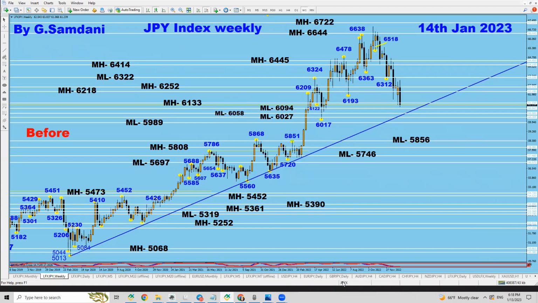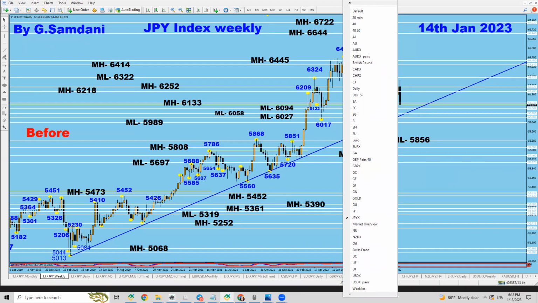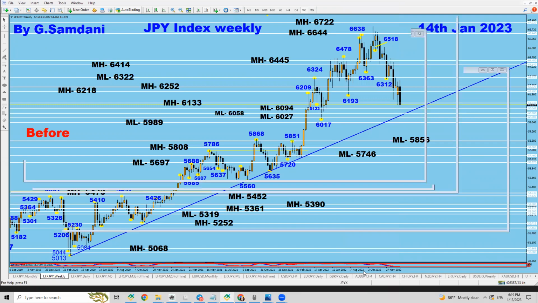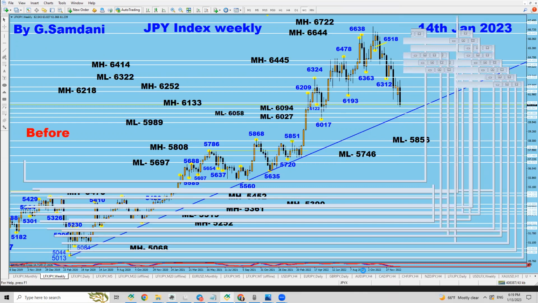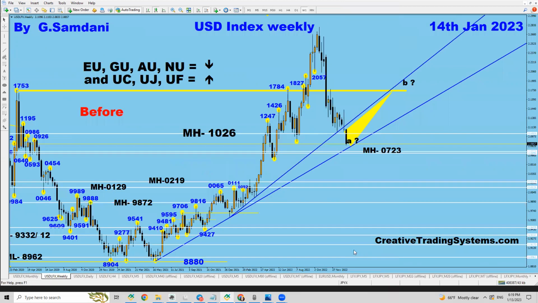Let me just show you that. And I am ready. As soon as it makes the turn to the upside, I'll be all over it. Let me just show you what the US dollar index is doing. So see, this is what it is.